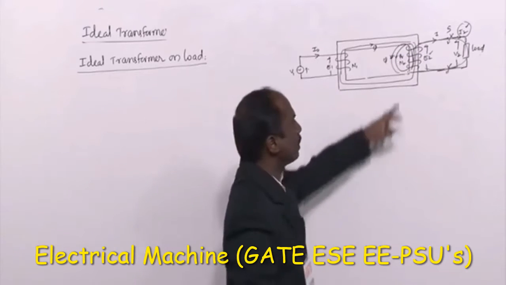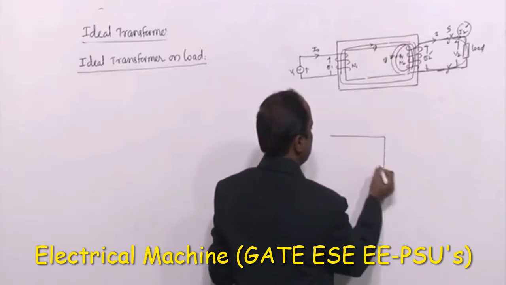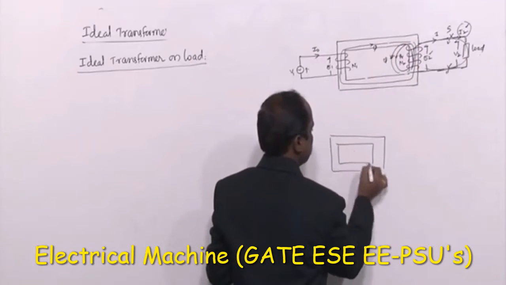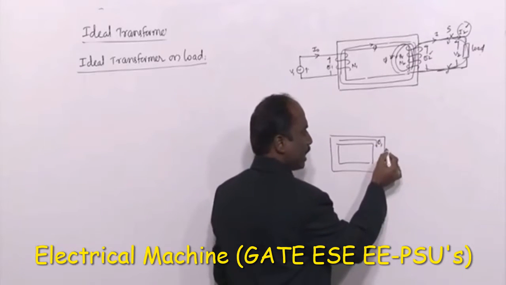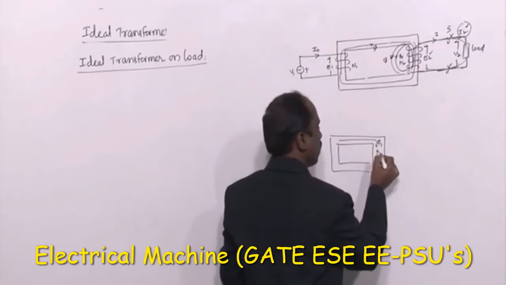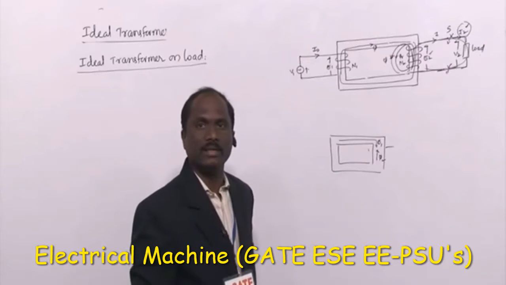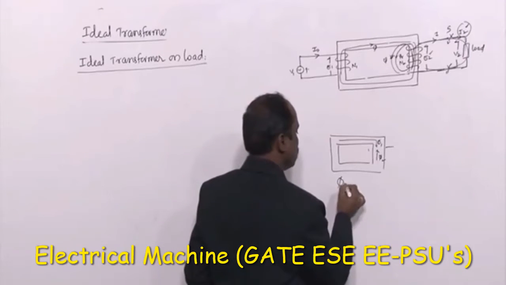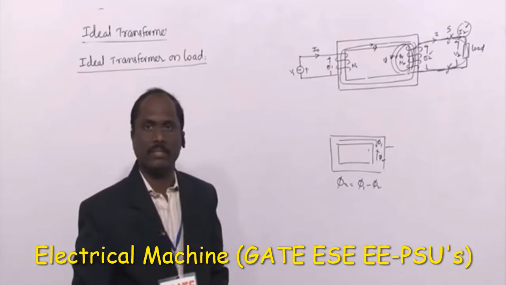How does this flux act? It opposes the main flux. The main flux in the core, due to the primary current, acts in one direction. The secondary current also gives some flux, which acts in the opposite direction. Then what is the resultant flux in the core material? Since both act in opposition, the resultant flux in the core is phi1 minus phi2, which decreases the net flux in the core.